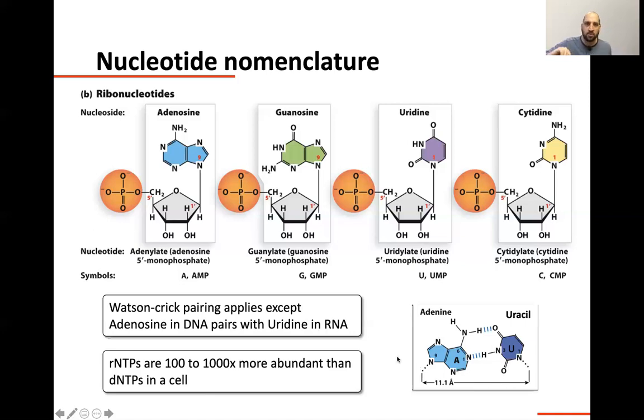The last point I want to make before we walk away from ribonucleotides is that RNTPs are 100 to 1,000 times more abundant than dNTPs in a cell. And so in the cytosol and in the nucleus, we would expect to see a lot more of these kinds of nucleotides than deoxyribonucleotides. Okay, so again, all of that should be review. Just trying to get the juices flowing again. It's been a couple weeks off.